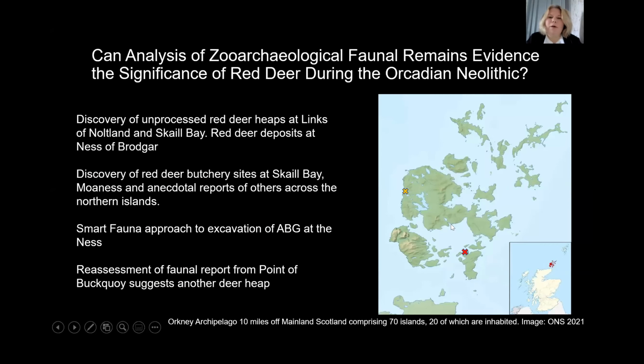Okay, so first off, hopefully people know where Orkney is. Obviously you can probably tell I'm not Orcadian, but I do live on Orkney. It's an archipelago of 70 islands, 10 miles off the north coast of Scotland, and probably most well known for the amount and preservation of its Neolithic archaeology.